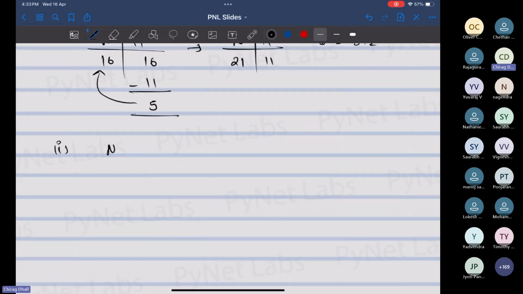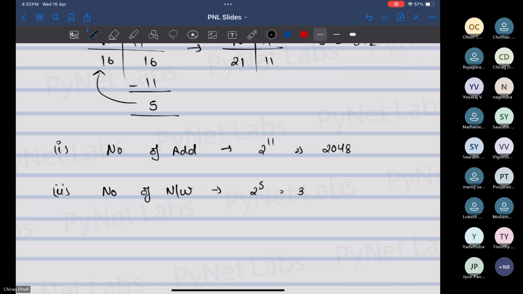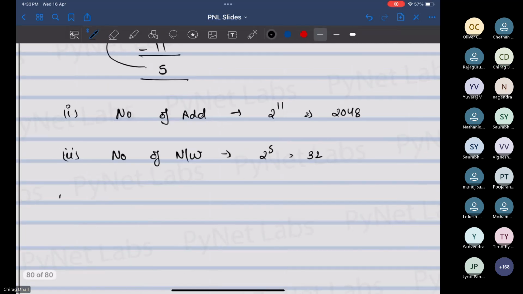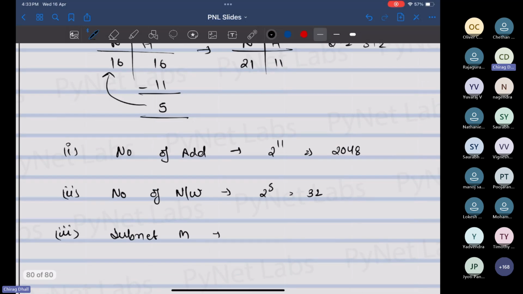First thing, number of addresses. 2 raised to the power 11 is 2048. Second thing is number of networks. 2 raised to the power borrowed bits, 5. That's 32. Third is the subnet mask. Subnet mask for 21 bits.